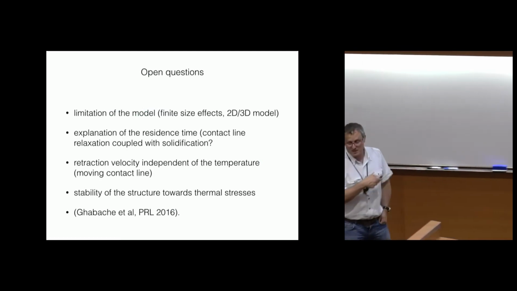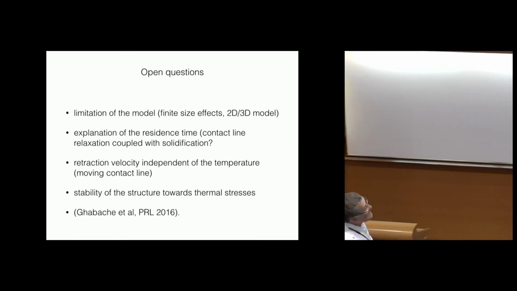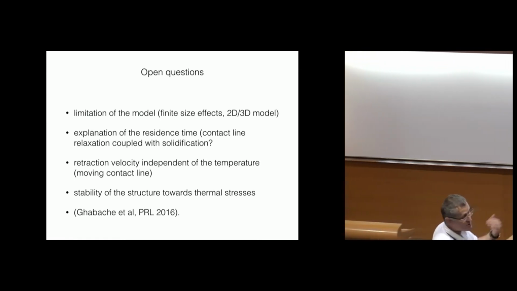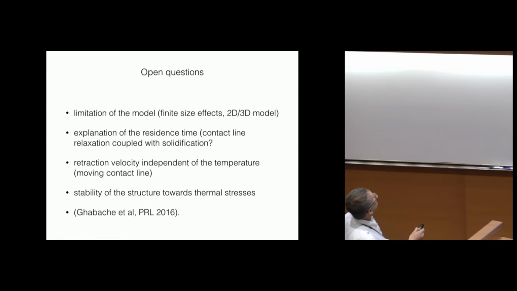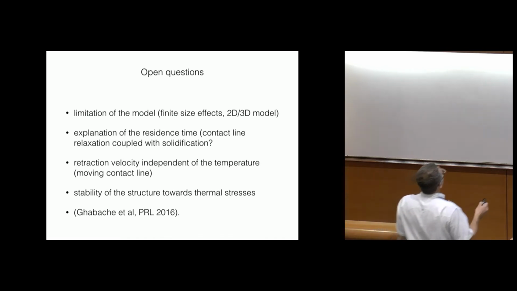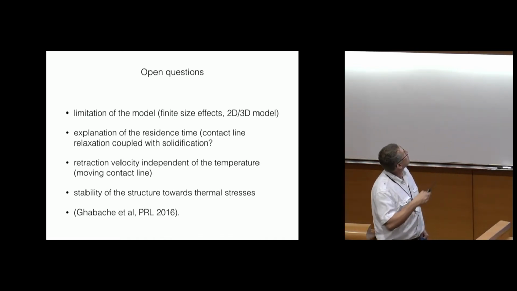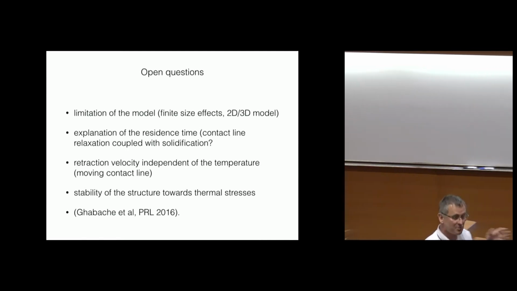Cool. Let me show you, because it's a work in progress, some open questions that we are looking at right now. Exactly as you say, we would like to understand the limitations of the model, to understand where we can trust the model and where we should be careful, particularly for large temperature differences. There is also the finite size effect and the 2D effect that we should see. Actually, as you asked at the beginning, we should try to understand why there is a residence time, a waiting time, which is almost constant.